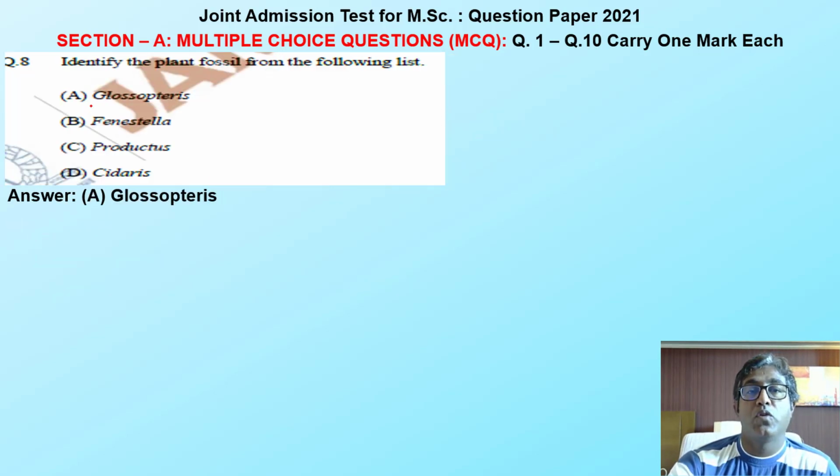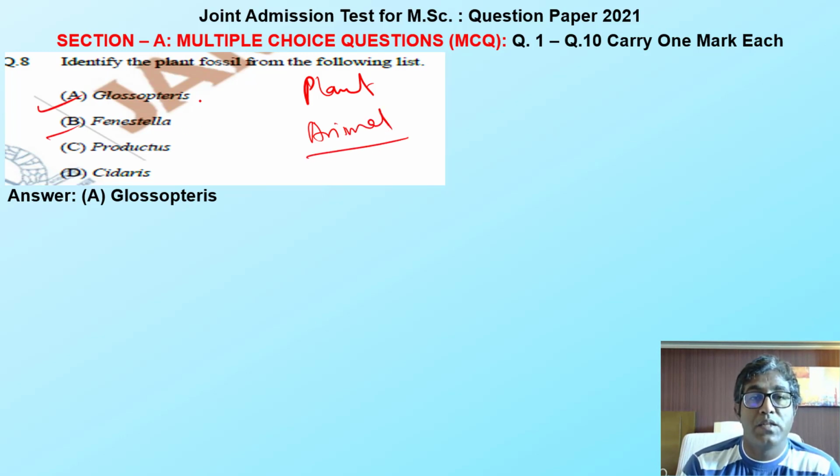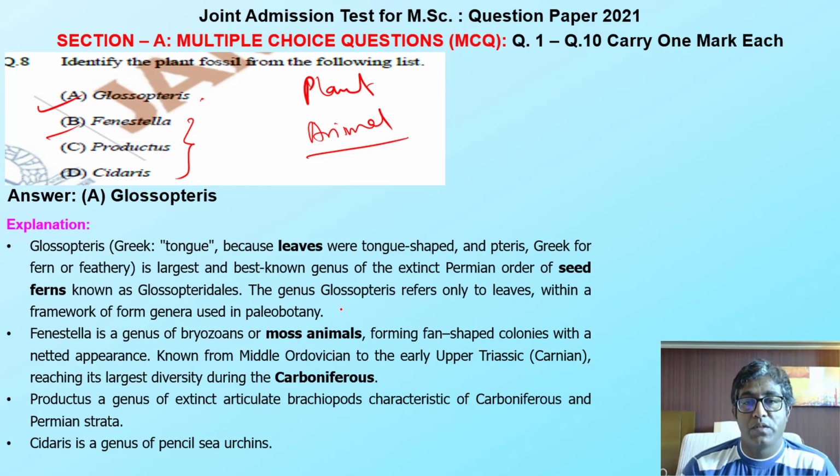Again, if you remember the Gondwana, you can easily identify the plant fossil and the animal fossil. If I take a closer look at all these options, I can easily identify that Glossopteris is a plant fossil, whereas Fenestella, Productus and Siderus are animal fossils. Let me give you some explanation of Glossopteris. It comes from the Greek word meaning tongue, because the leaf has a tongue shape, and pteris means fern or feathery feature. Productus and Cidaris belong to Brachiopoda and sea urchin respectively.